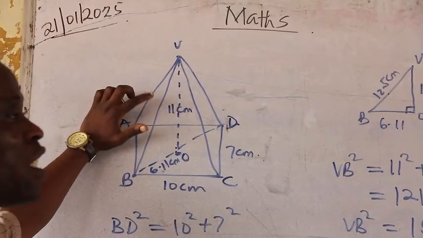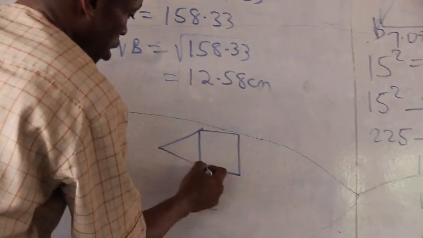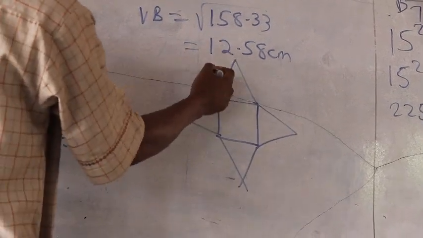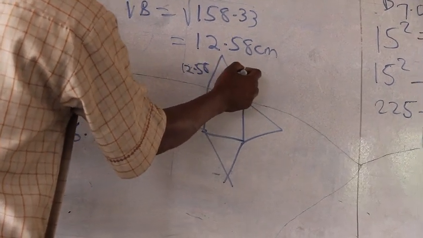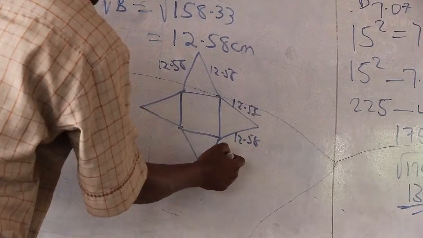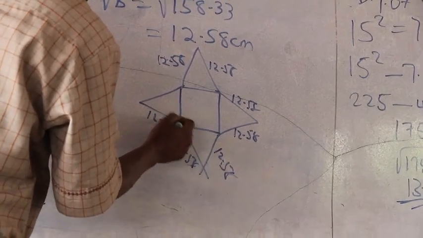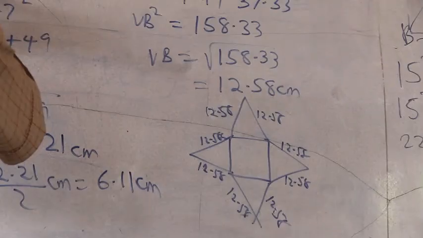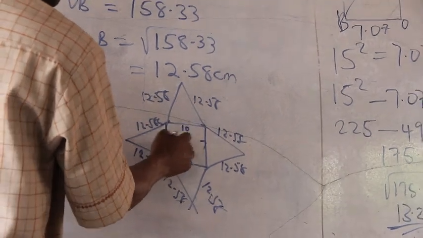Are you with me now? If I open this pyramid, I will open it like this. This is the pyramid. So the 12.58 that we have there is this. Everything is 12.58. And we have this base as 10 and 7.